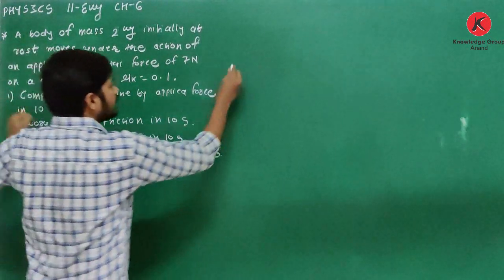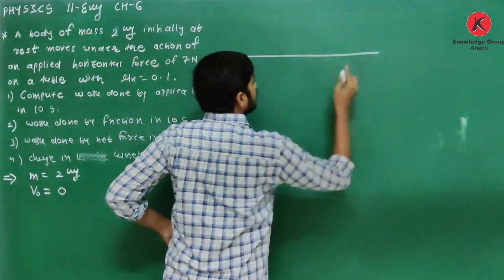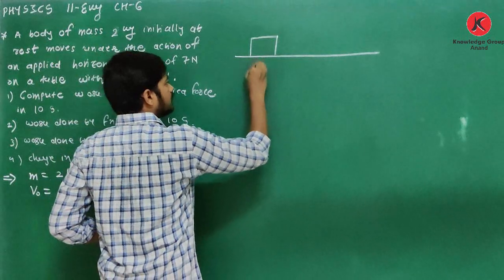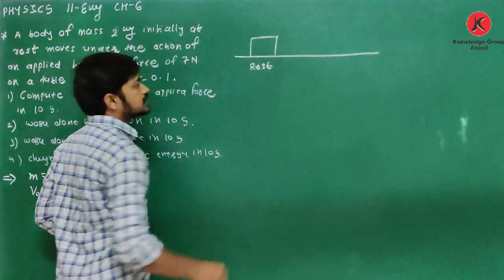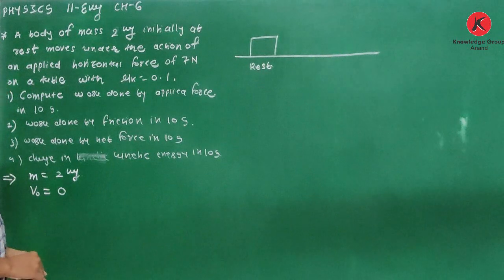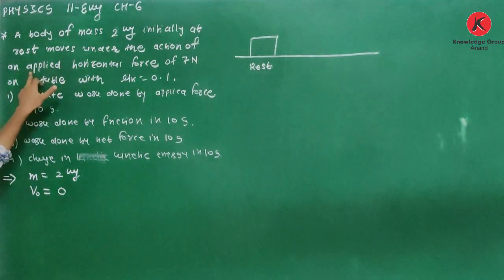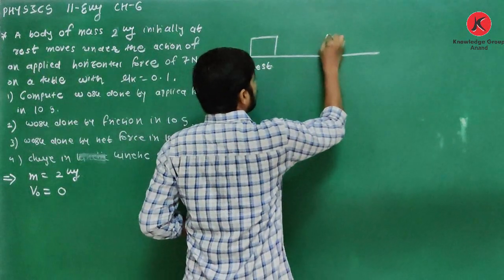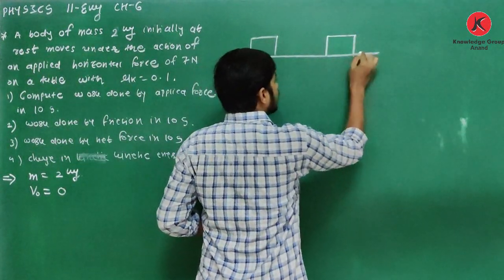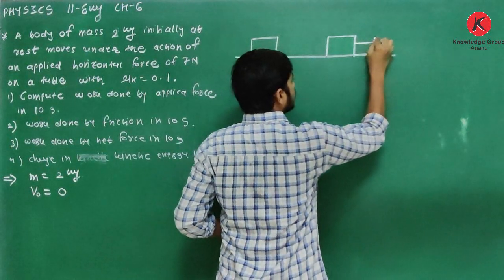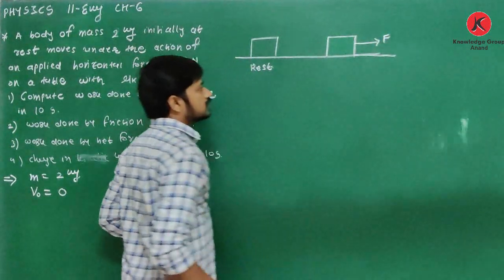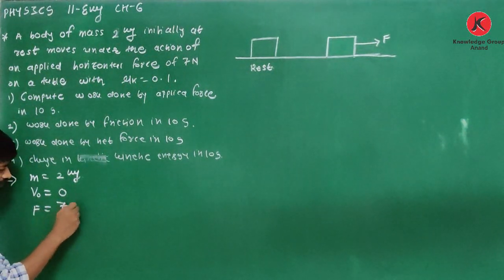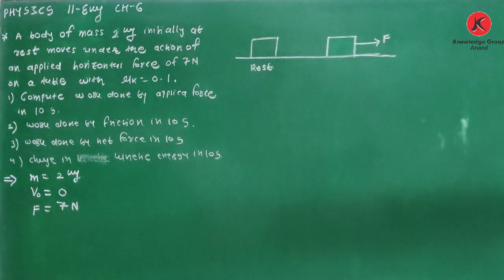What is the meaning of this? Initially, the block is at rest. After that, under the action of an applied horizontal force of 7 Newton on a table, it is in motion. Let F be the external force applied in this direction. What is the value of F? F is equal to 7 Newton. That is the external applied force.